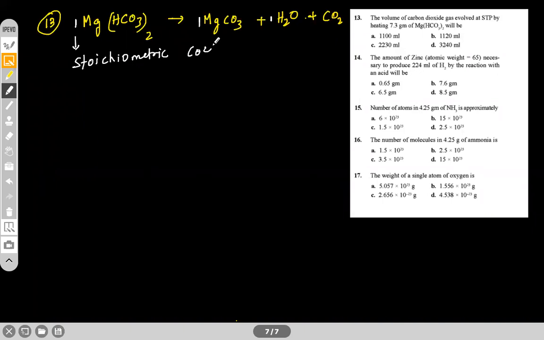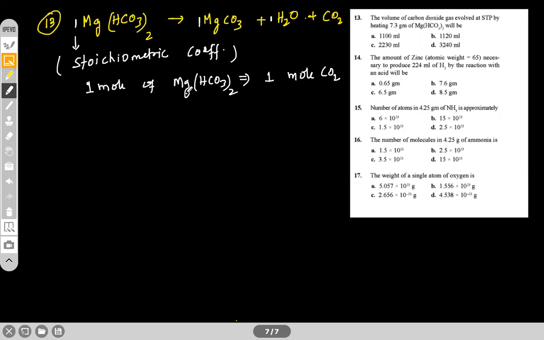Stoichiometric coefficient. These numbers are stoichiometric coefficients. From this reaction we can say that 1 mole of magnesium bicarbonate, Mg(HCO3)2, gives 1 mole of CO2. That is the use of this equation. If it were 2 CO2 in the balanced reaction, then 1 mole would give 2. That is why the reaction is important here.